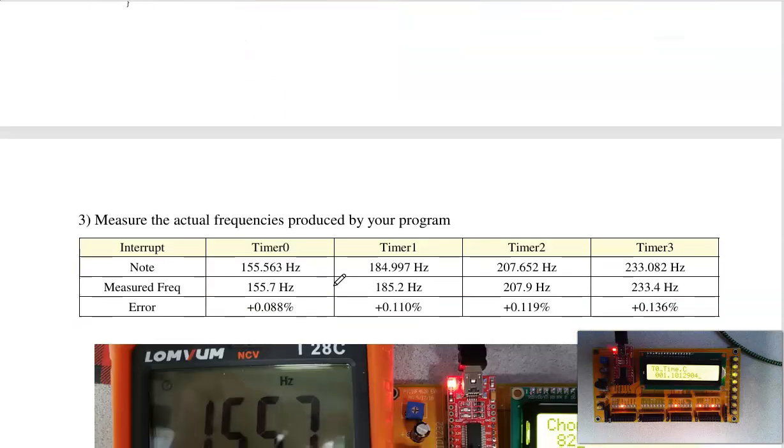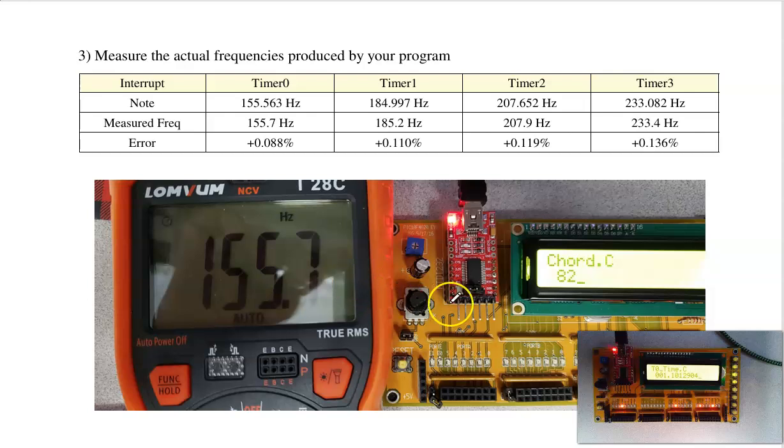If I try that, I have 4 different frequencies. Measure the frequency on RC0. It is actually 155.7 hertz, up by 0.08%. On RC1, it is 185.2 hertz. RC2, timer 2 interrupt, 207.9 hertz. RC3, timer 3 interrupt, 233.4 hertz. So I can have multiple interrupts running at the same time. They do not conflict.